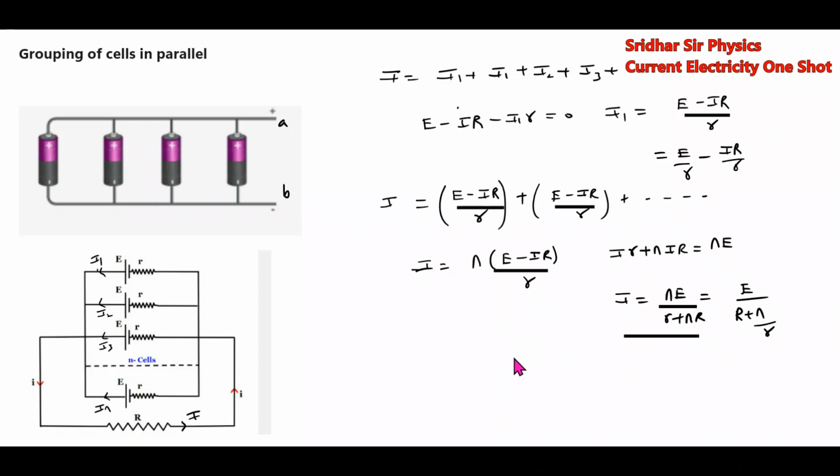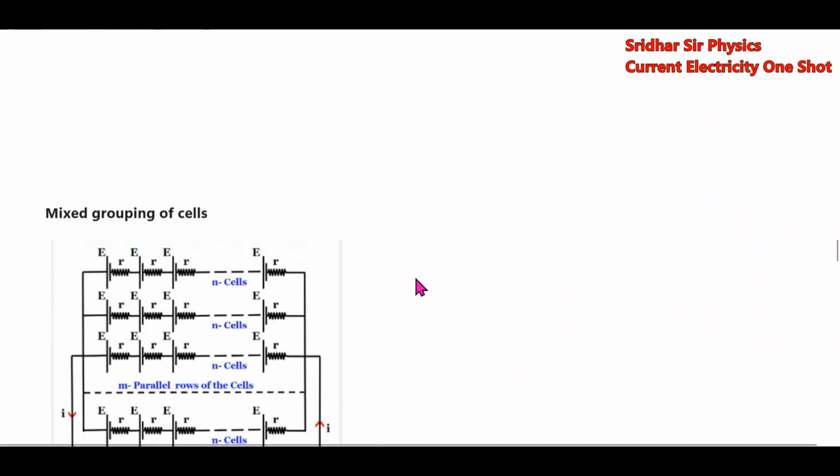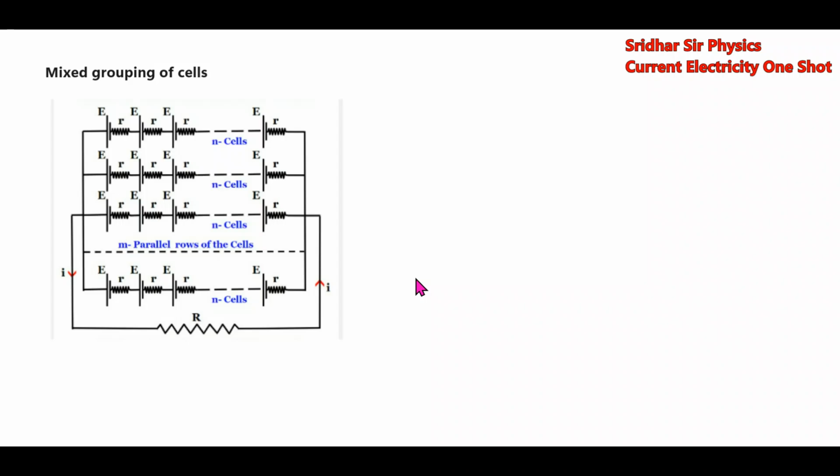Now we'll go for mixed grouping of cells. Directly I'll write down the formula. We have to calculate the expression for this current I. The effective EMF will be the summation of E by r divided by the summation of 1 by r.